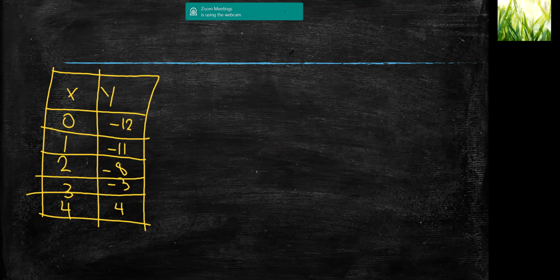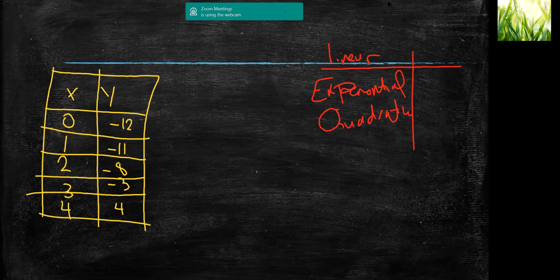Now, as we said before, how many types do we have? We have quadratic, exponential, and linear. Now, we said that if we have a common difference, we're talking about linear. So, common difference, linear. Common ratio, exponential. And the second difference will be quadratic.